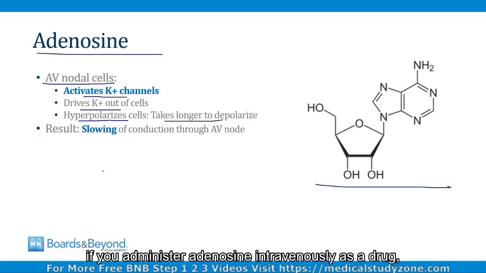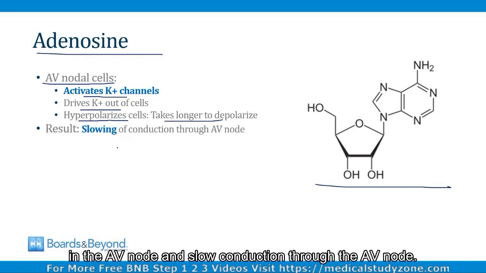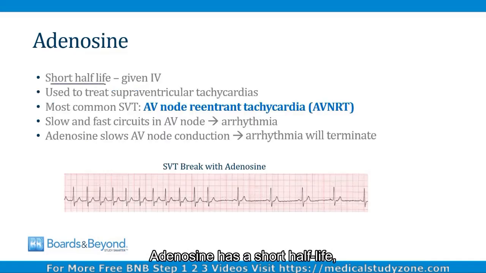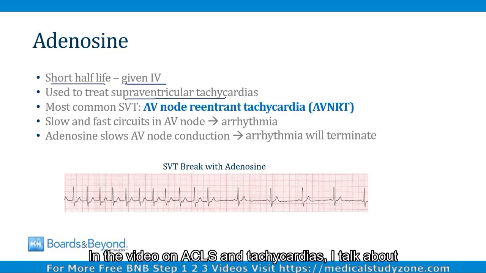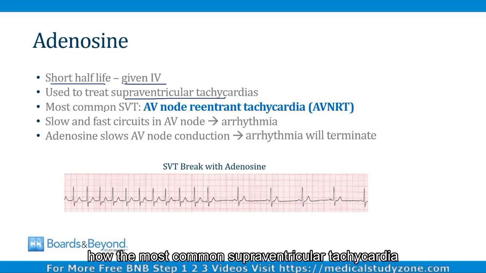So what this means is, if you administer adenosine intravenously as a drug, it will bind to adenosine receptors in the AV node and slow conduction through the AV node. Adenosine has a short half-life, so it's always given intravenously, and its main use is for the treatment of supraventricular tachycardias.